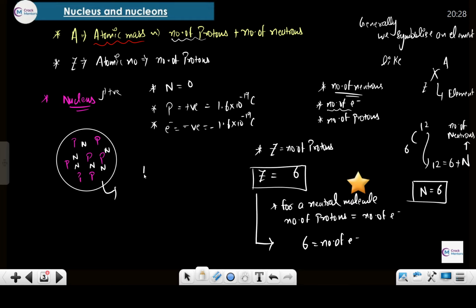There is a term which is called nucleons. So what is this nucleons?